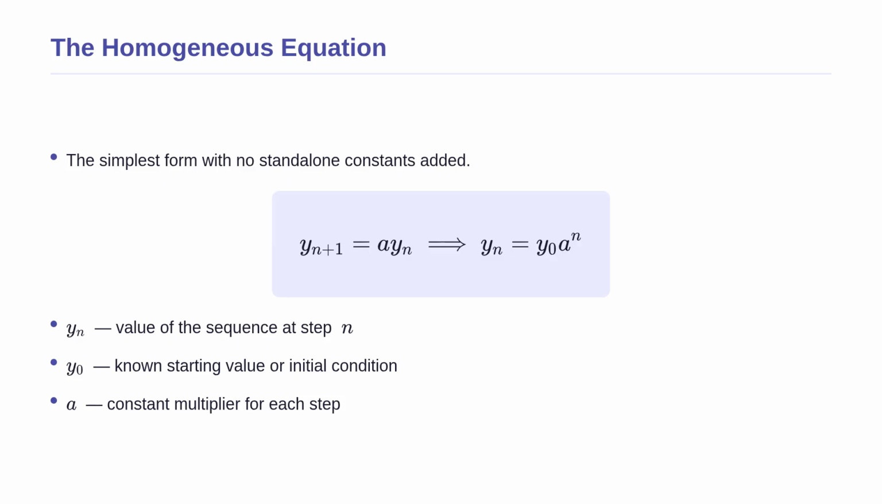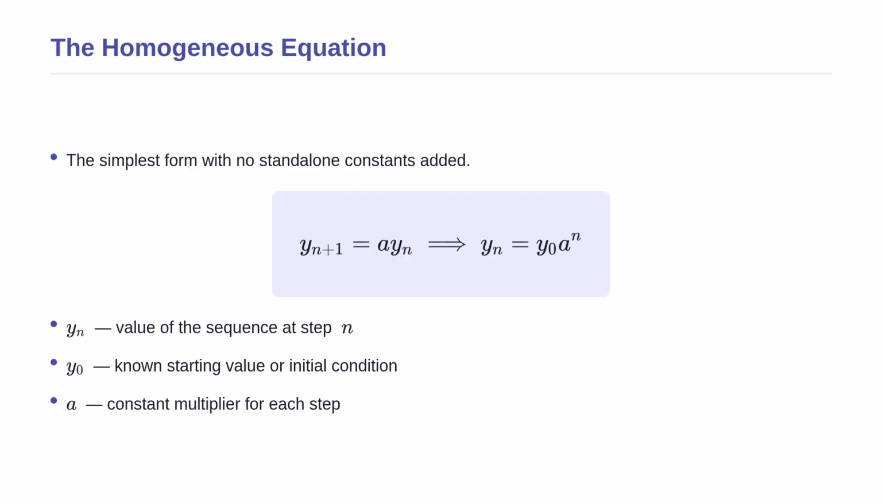This brings us to the simplest type of first-order difference equation, known as the homogeneous case. Conceptually, this means there are no extra flat amounts added or subtracted at each step. The system just grows or shrinks by a constant multiplier. The formula shows that to get the next step, y sub n plus 1, we multiply the current step, y sub n, by a constant a.